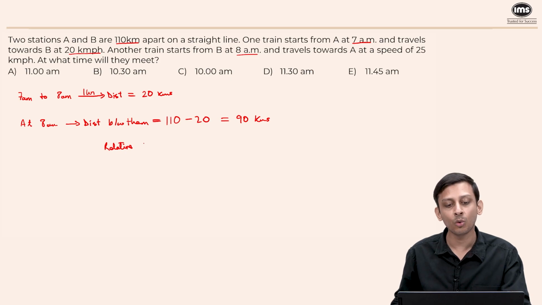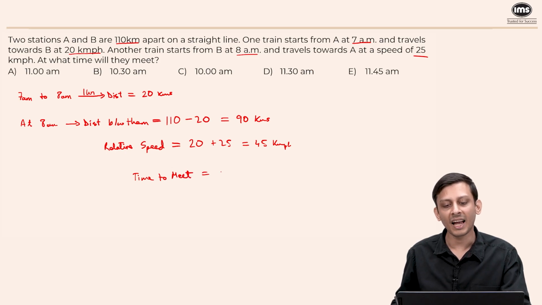Since they are traveling towards each other, which is in opposite directions, their relative speed will be the sum of their speeds. 20 kilometers per hour plus 25 kilometers per hour, which is equal to 45 kilometers per hour. And therefore, the time taken to meet will be the distance separating them, which is 90 kilometers, divided by the relative speed of 45 kilometers per hour. And therefore, we will get 2 hours.